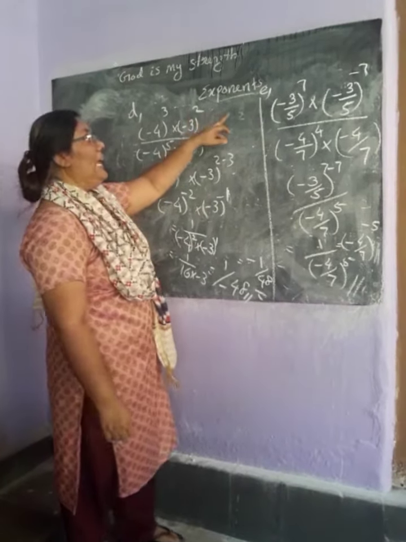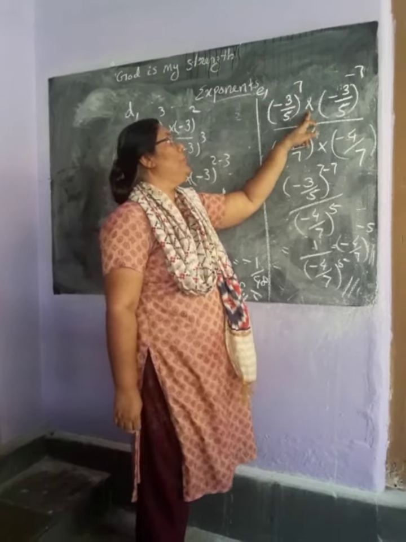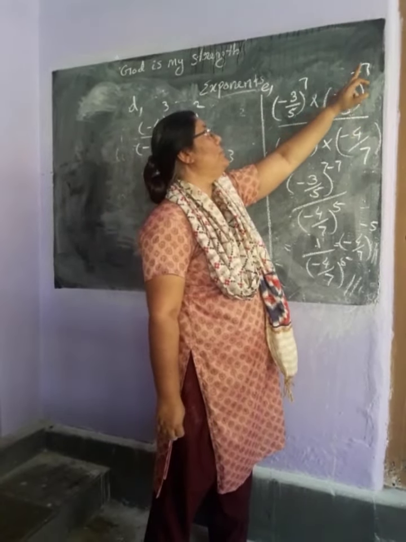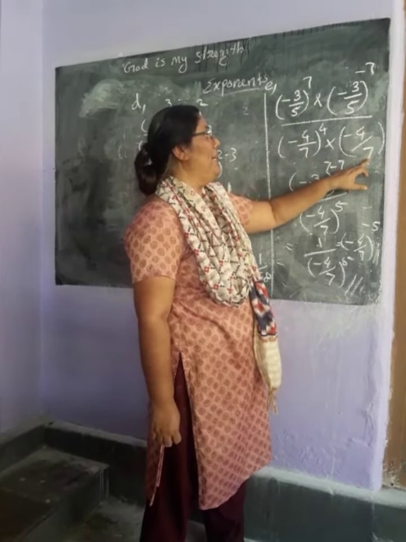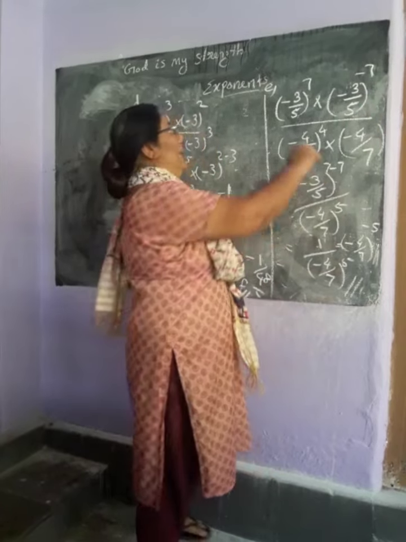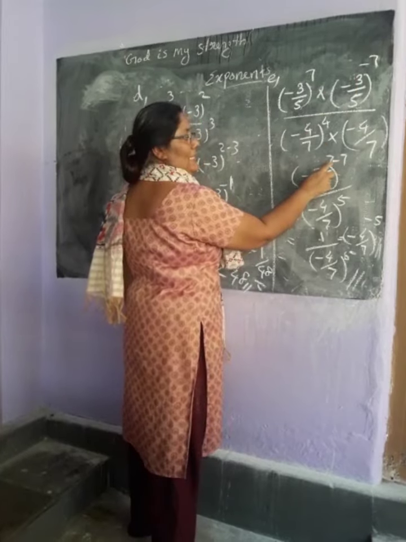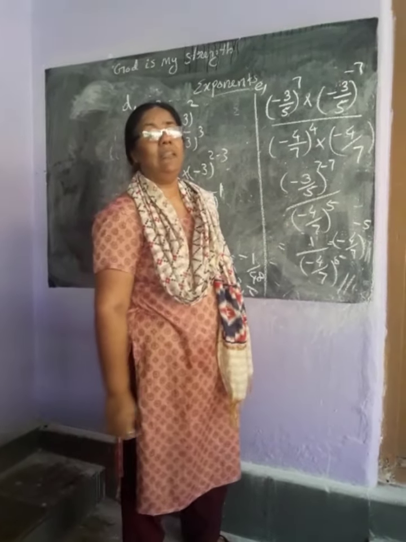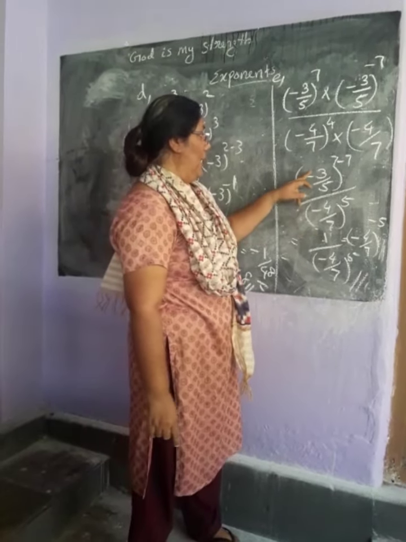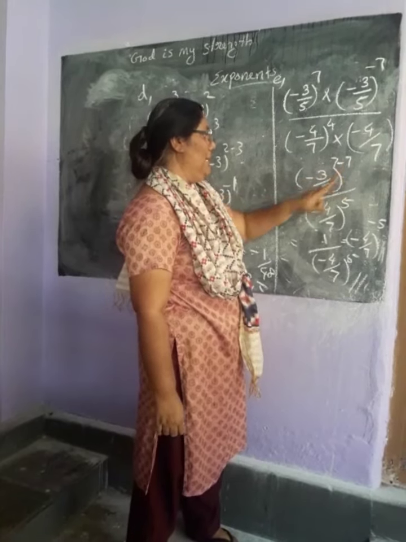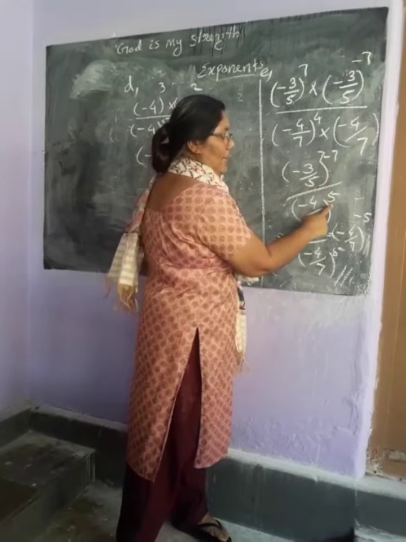Then 6E. Question number 6E. Minus 3 by 5 the whole raised to 7 into minus 3 by 5 the whole raised to minus 7 by minus 4 by 7 the whole raised to 4 into minus 4 by 7 the whole raised to 1. Then taking the numerator part, 7 plus minus 7, that is 7 minus 7. What is 7 minus 7? 0. Any number raised to 0? 1. Therefore, 1 by minus 3 by 5 the whole raised to 7 minus 7, by minus 4 by 7 the whole raised to 4 plus 1, that is 5.